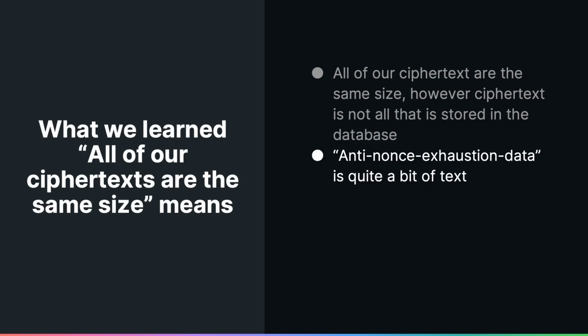This one, we thought we were being very clever. I mentioned before we have our anti-nonce exhaustion data. That is quite a bit of text. I think that might be 26 characters long. We wanted to write for readability, right?